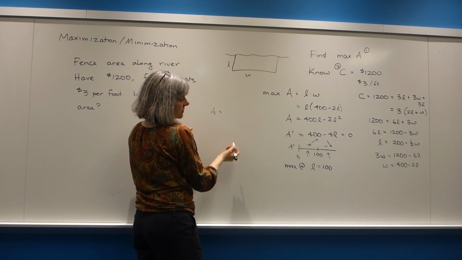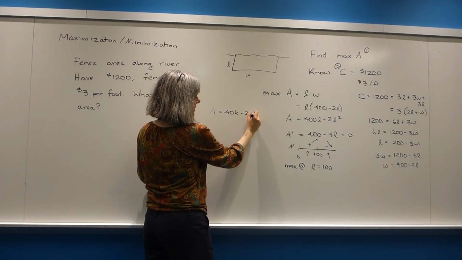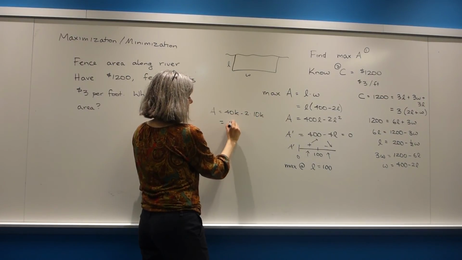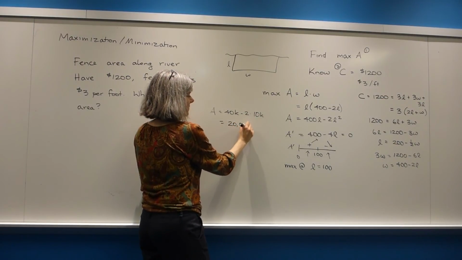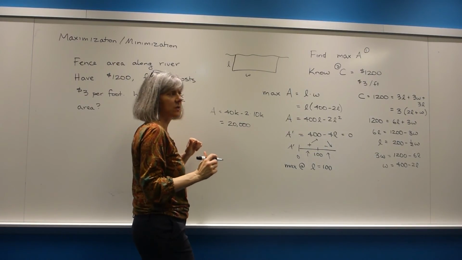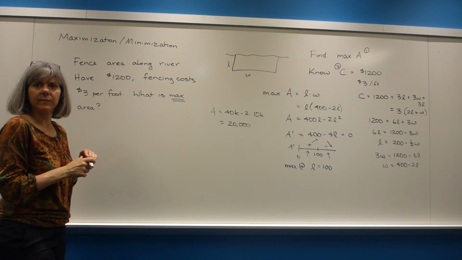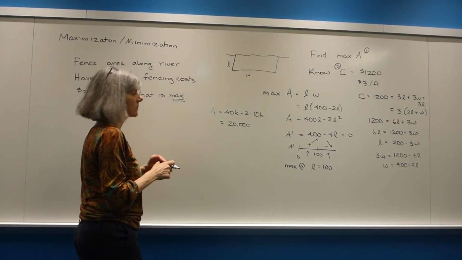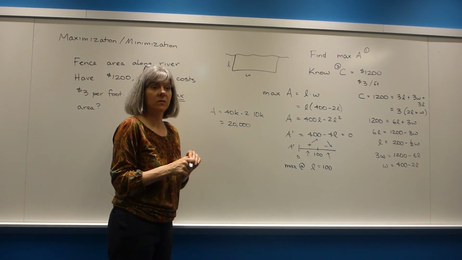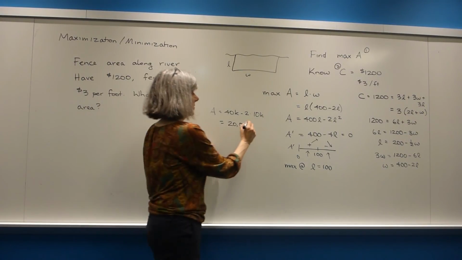So A is 40,000 minus 2 times 10,000, so I get 20,000, I think. 20,000 square feet. It's a word problem, so it needs a word answer. What would be my units on area? Dollars per foot or something? Area. Did I hear it? Square feet.